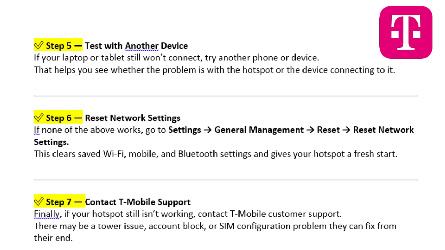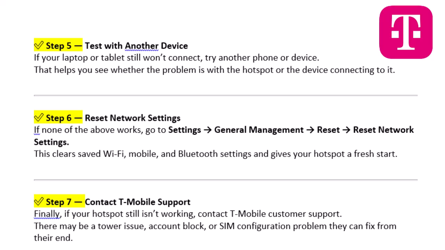Step 6. Reset network settings. If none of the above works, go to Settings, General Management, Reset, then Reset Network Settings. This clears saved Wi-Fi, mobile, and Bluetooth settings and gives your hotspot a fresh start.